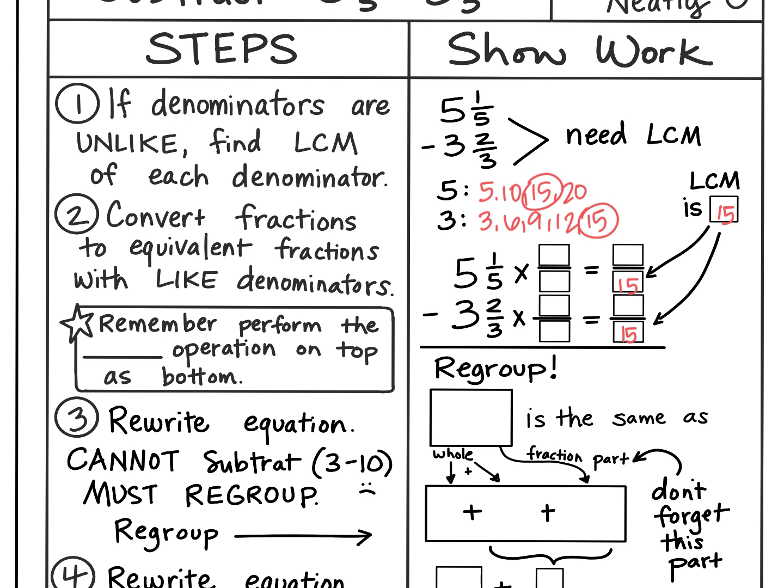So 3 times what gives me 15? 5. So that means 2 times 5 is going to be 10. And then 5 times what is 15? 3. So 1 times 3 is 3. Okay. So I've got my new mixed numbers set up.